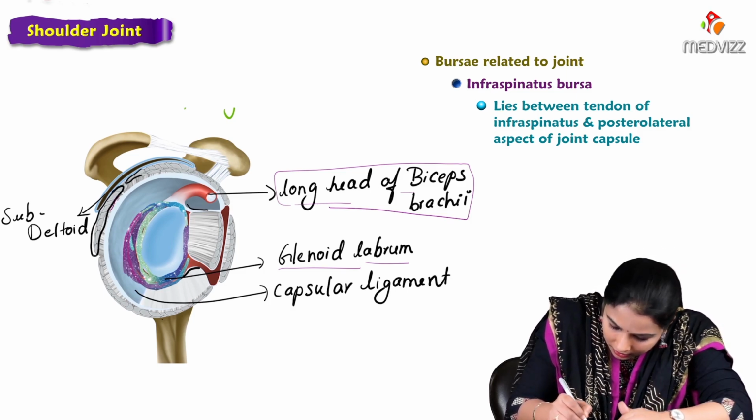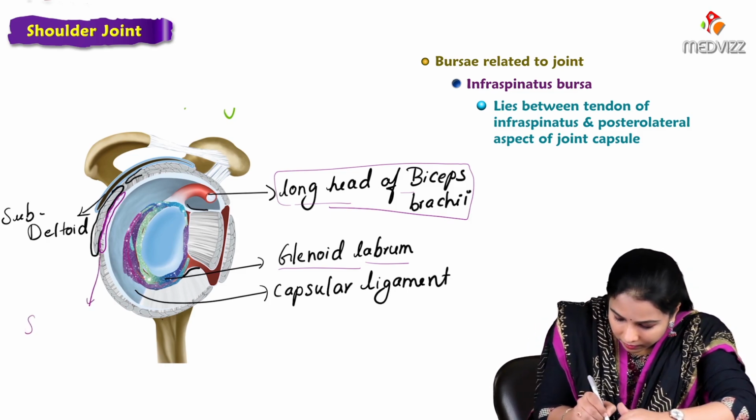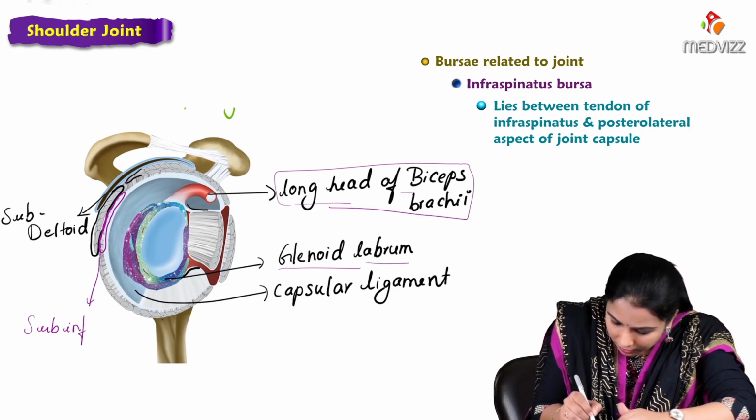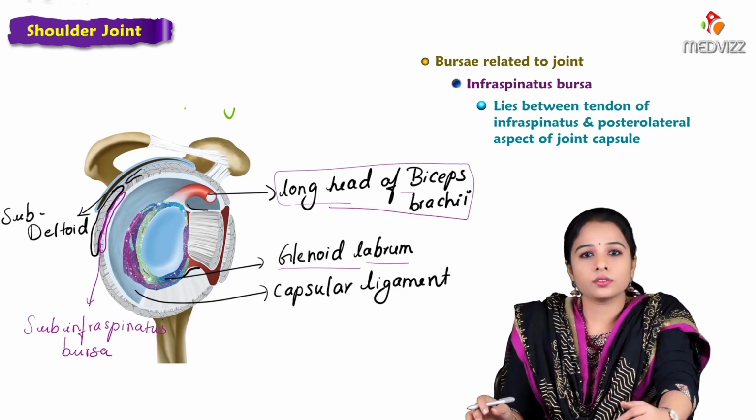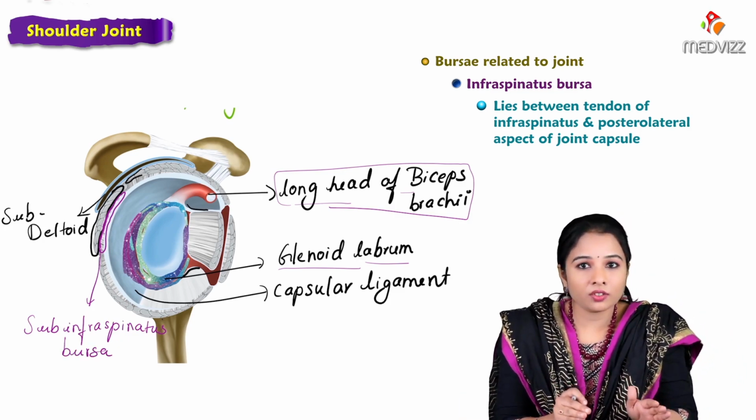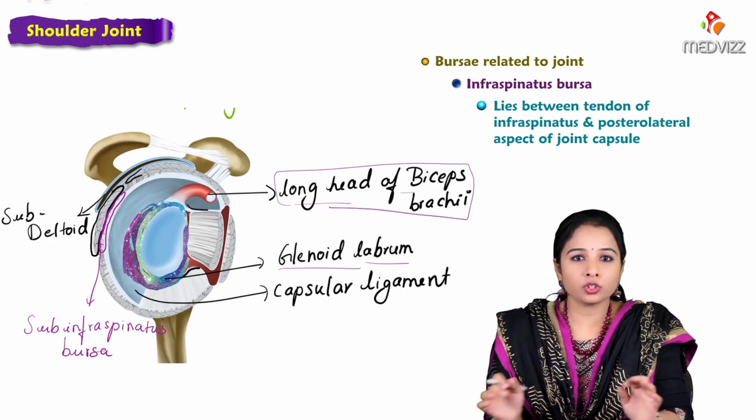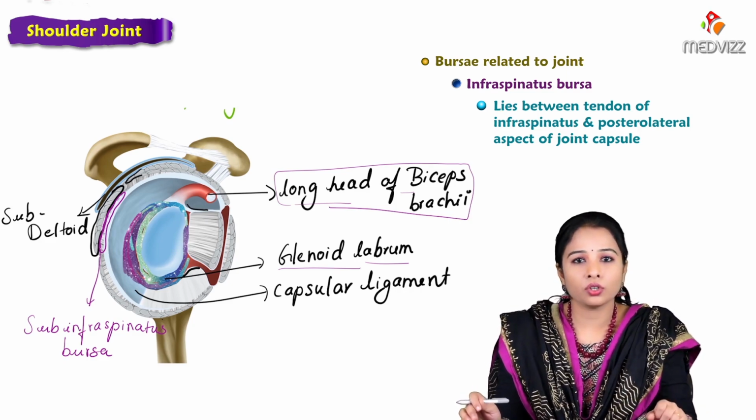So the bursa is related just below the infraspinatus muscle like this. This is the sub-infraspinatus bursa. So it lies between the tendon of infraspinatus and the posterolateral part of the joint capsule.